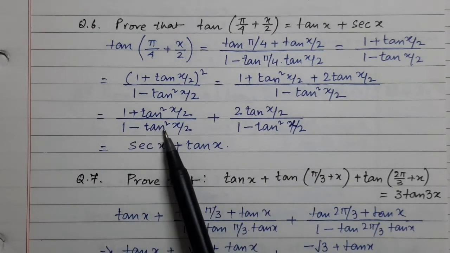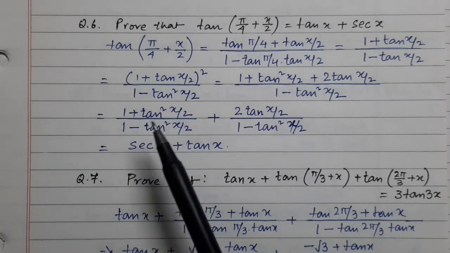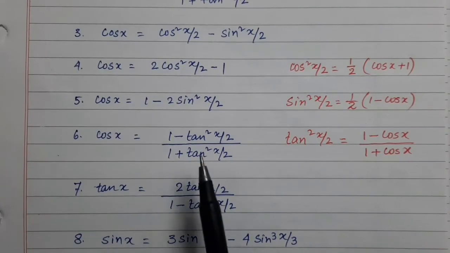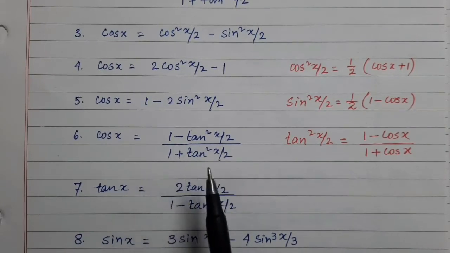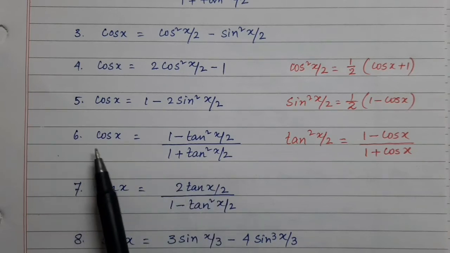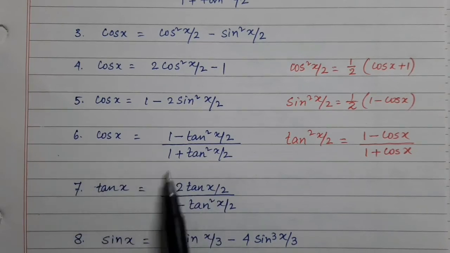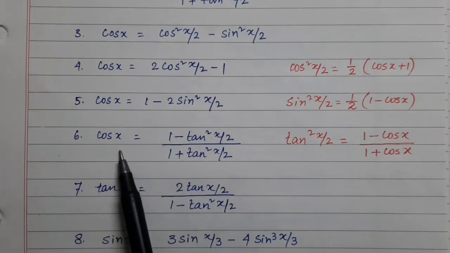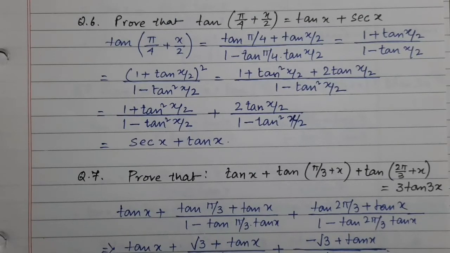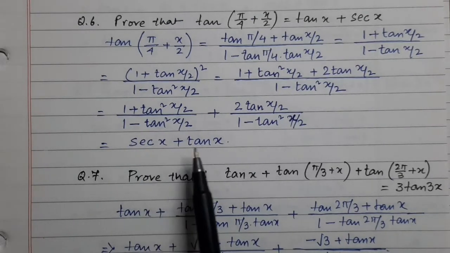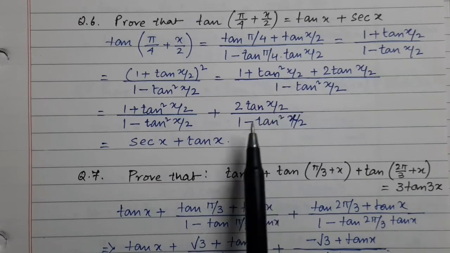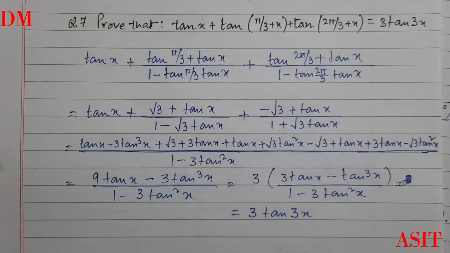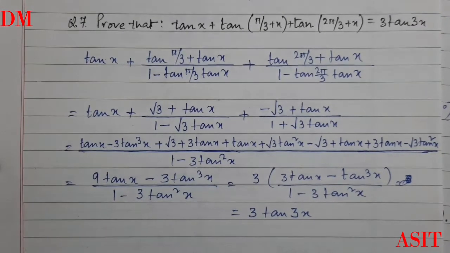Now the formula of cos x is 1 minus tan square x by 2 by 1 plus tan square x by 2. But here we have 1 plus tan square x by 2 by 1 minus tan square x by 2. So it will be 1 by cos x, that will be secant x plus, now this 2 tan x by 2 by 1 minus tan square x by 2 is tan x.